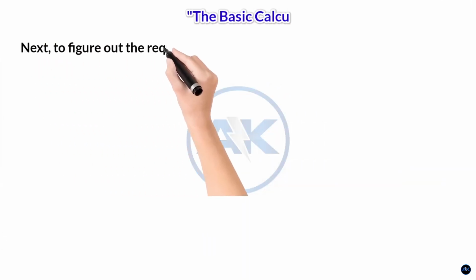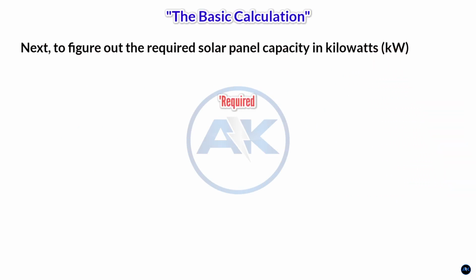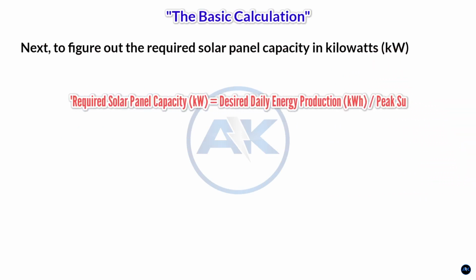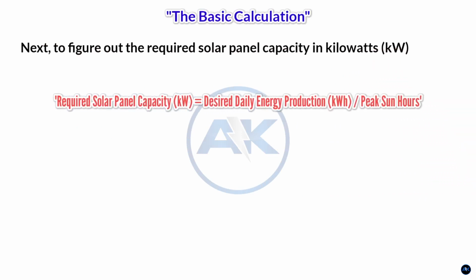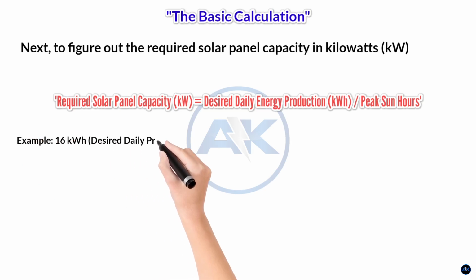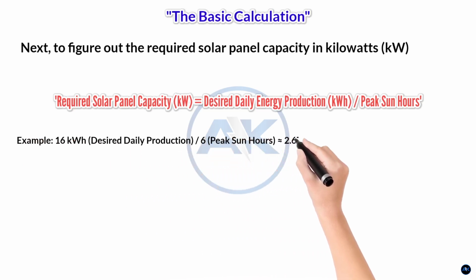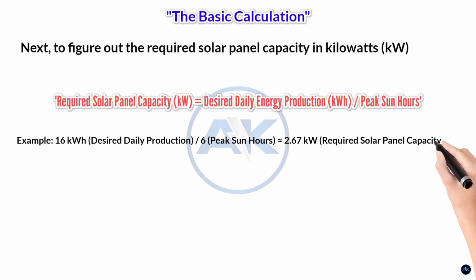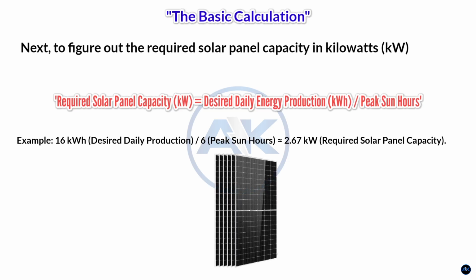Next, to figure out the required solar panel capacity in kilowatts, kW, you divide your desired daily energy production by the average daily peak sun hours in your location. Example: 16 kilowatt hours desired daily production divided by 6 peak sun hours is approximately 2.67 kilowatts required solar panel capacity. So in this example, you would need a solar panel system with a capacity of roughly 2.67 kilowatts.